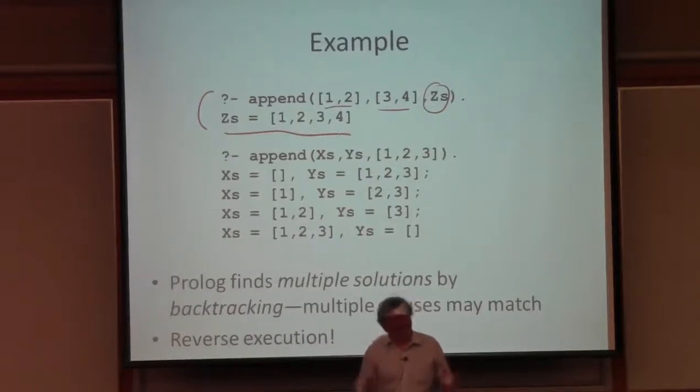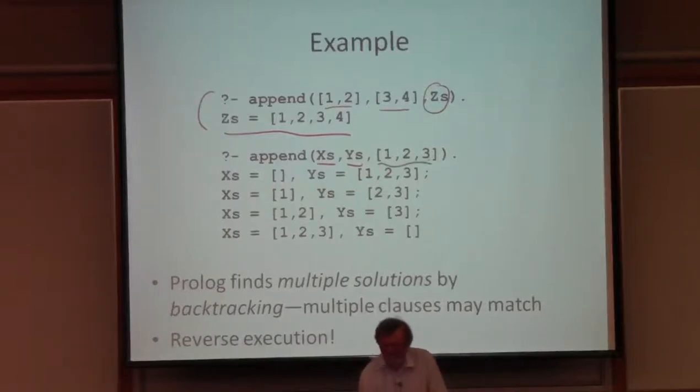So that's expected. Here's slightly less expected. Let me introduce two unknowns, x's and y's. So I'll say, OK, Prolog. What solutions are there of x's appended to y's should give me 1, 2, 3? And in this case, Prolog produces 4 solutions. X's might be the empty list, in which case y's must be 1, 2, 3. Or it might be the list containing 1, in which case y's is the list 2, 3. Or x's could be 1, 2, or it could be the entire list 1, 2, 3, and so on.